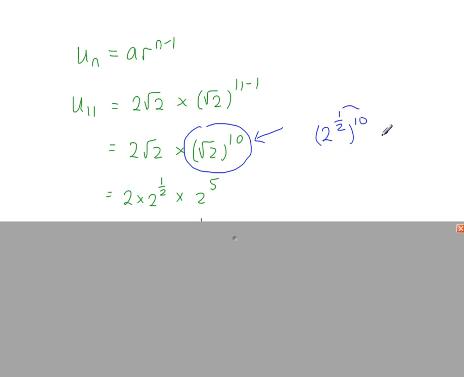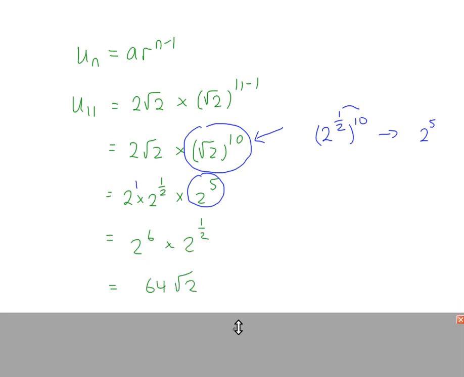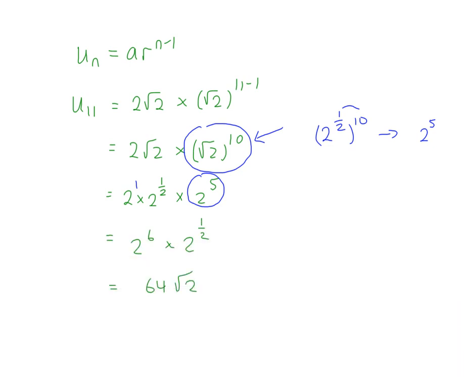But now we have 2 to the power of 1 times 2 to the power of a half times 2 to the power of 5. Same bases, bases 2 throughout. We can add the indices together. And if I write the final answer in surd form again, we've got 64 root 2. 2 to the power of 6 is 64, and 2 to the power of a half we know is root 2.